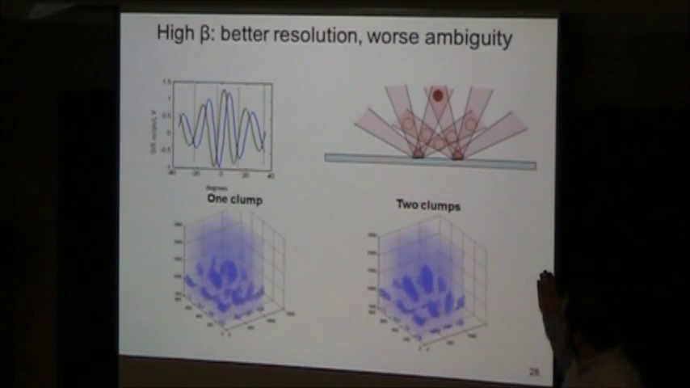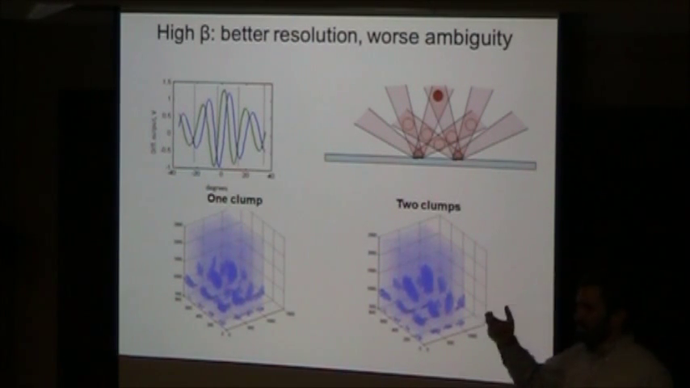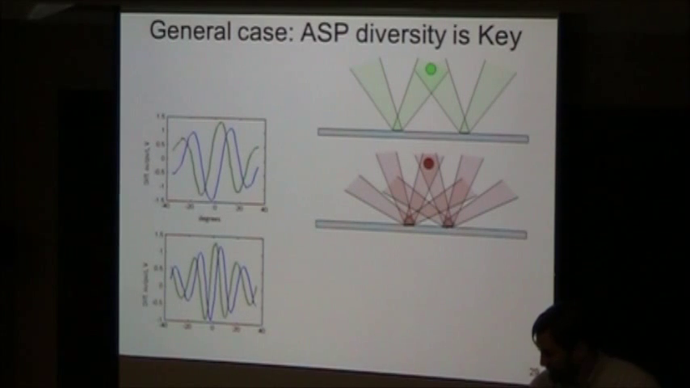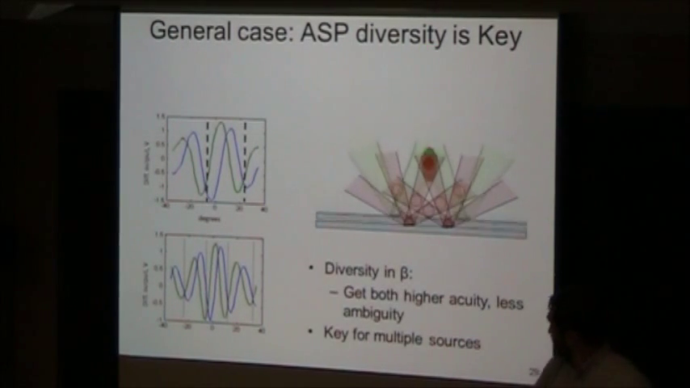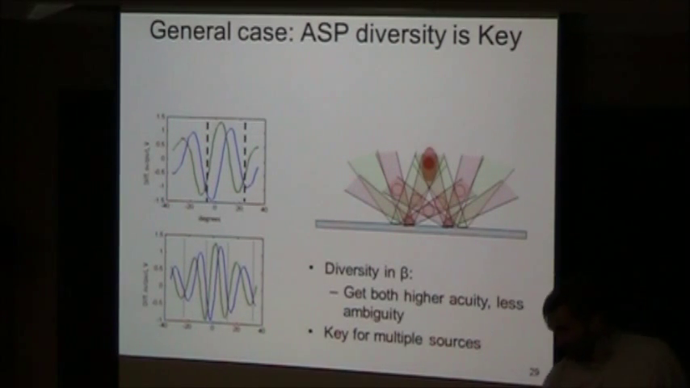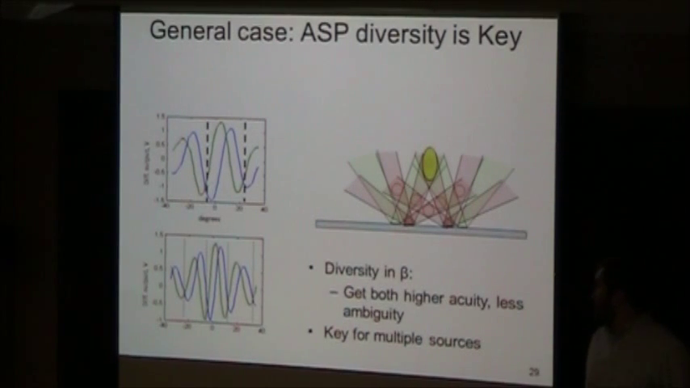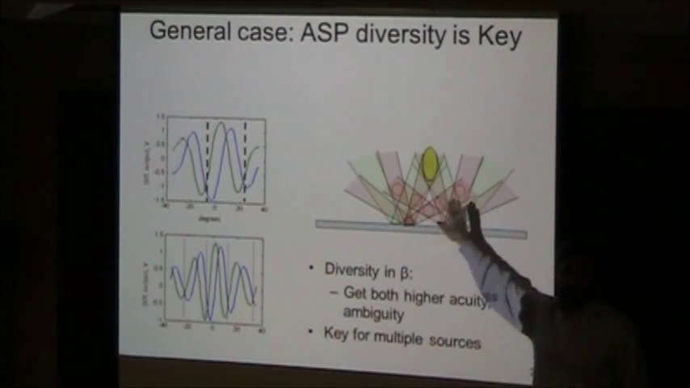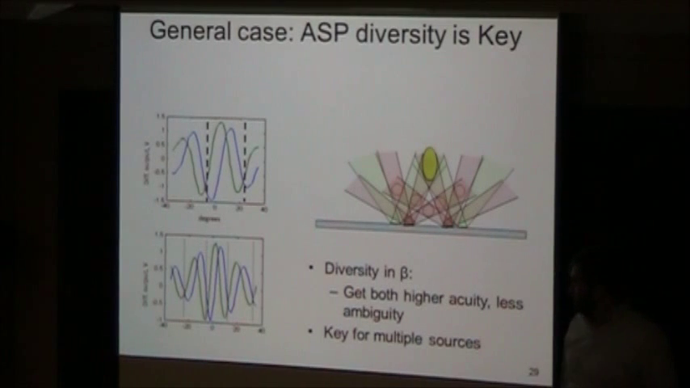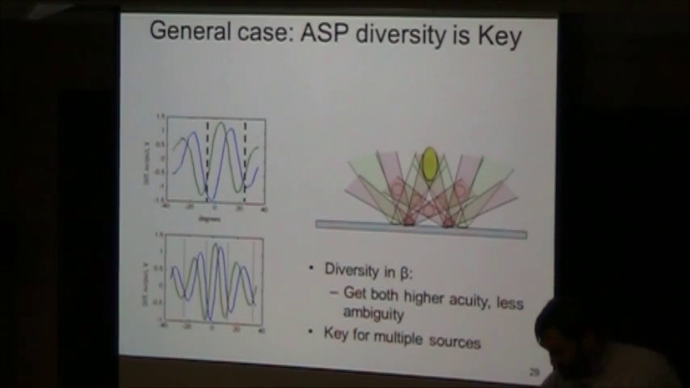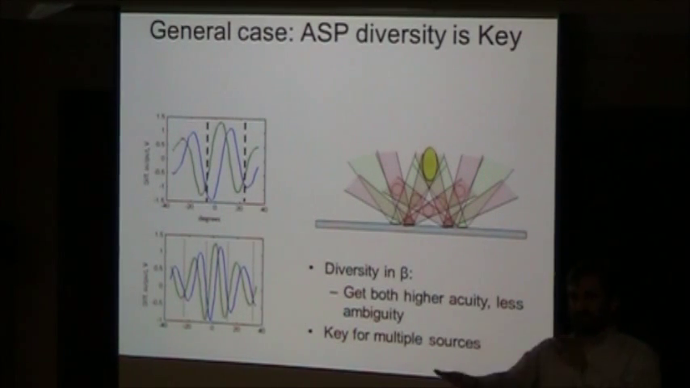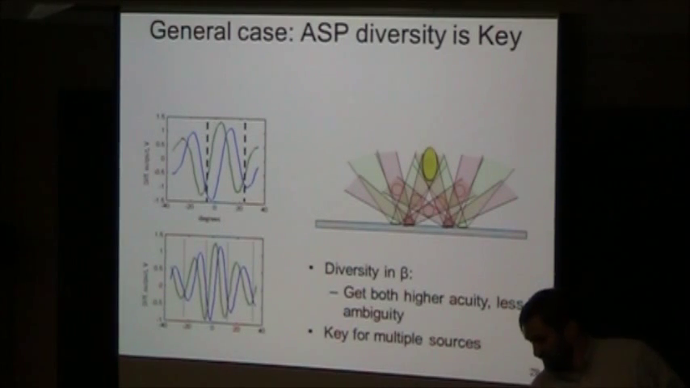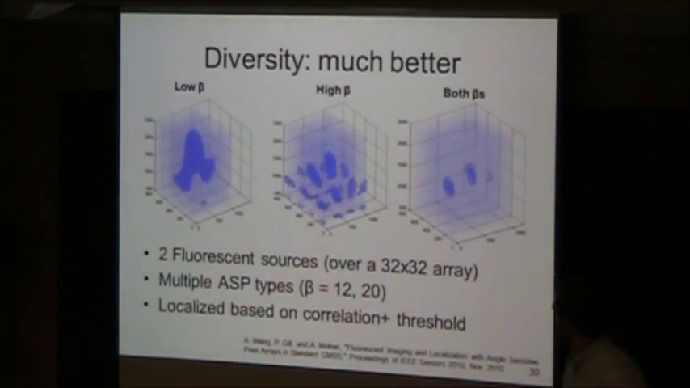You can say, well, low betas gave me lousy resolution, but not too much ambiguity. High betas gave me better resolution, but lots of ambiguity. If I combine both, then in principle, I could basically overlay them, get good resolution on the spot, and at the same time eliminate most of my ambiguity points because they wouldn't be explainable. So we've done that. And you do this basically by just putting adjacent pixels of different types near each other. And when you do that, you get a significantly cleaner result.